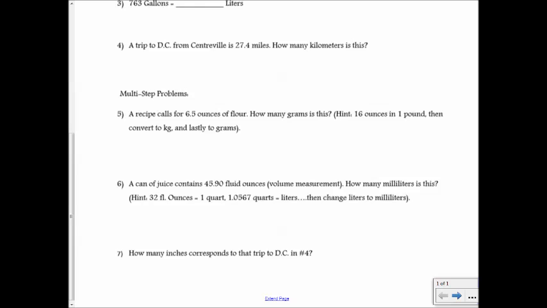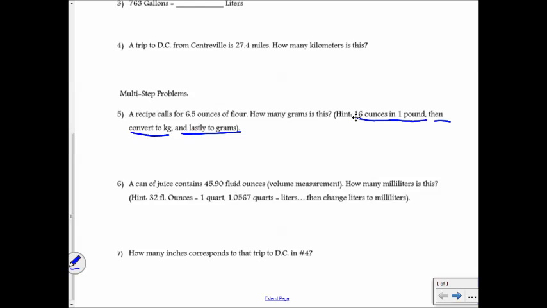Use your R46 table in the back to figure out the conversion factors. Here, these ones, they don't have a direct conversion. So you can't, from here, go from ounces of flour to grams. But in the problem, it tells us we have 16 ounces in a pound. Then we convert it to kilograms. And then lastly, we can convert to grams. So that's going to take us 3 steps to do that.